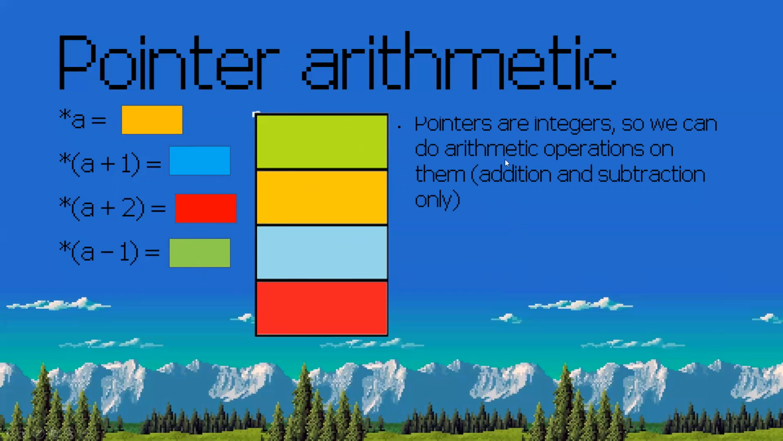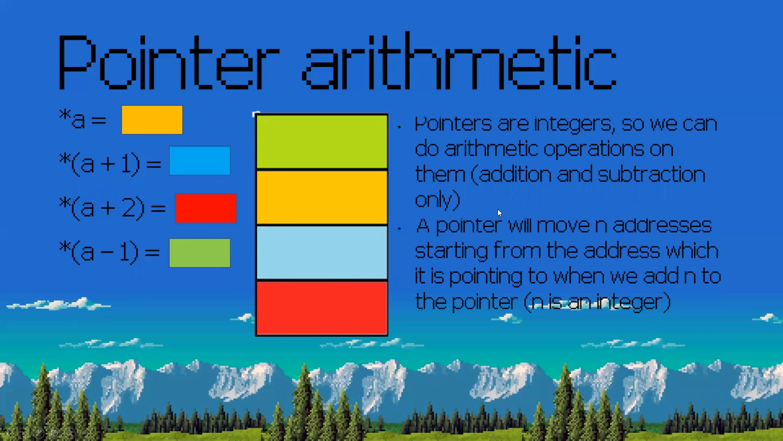Now pointers are integers, so we can do arithmetic operations on them as mentioned before. However, we can only do addition and subtraction, because it doesn't make sense if you multiply a pointer with a constant. Also, it doesn't make any sense if you take the power of it to the n, or you take the square root of it, which is hilarious. A pointer will move n addresses starting from the address which is pointed to when we add n to the pointer. Here you can see that if I add 1, then it goes forward 1. If I add 2, it goes forward 2. Minus 1, it moves backwards 1, just as you would expect.